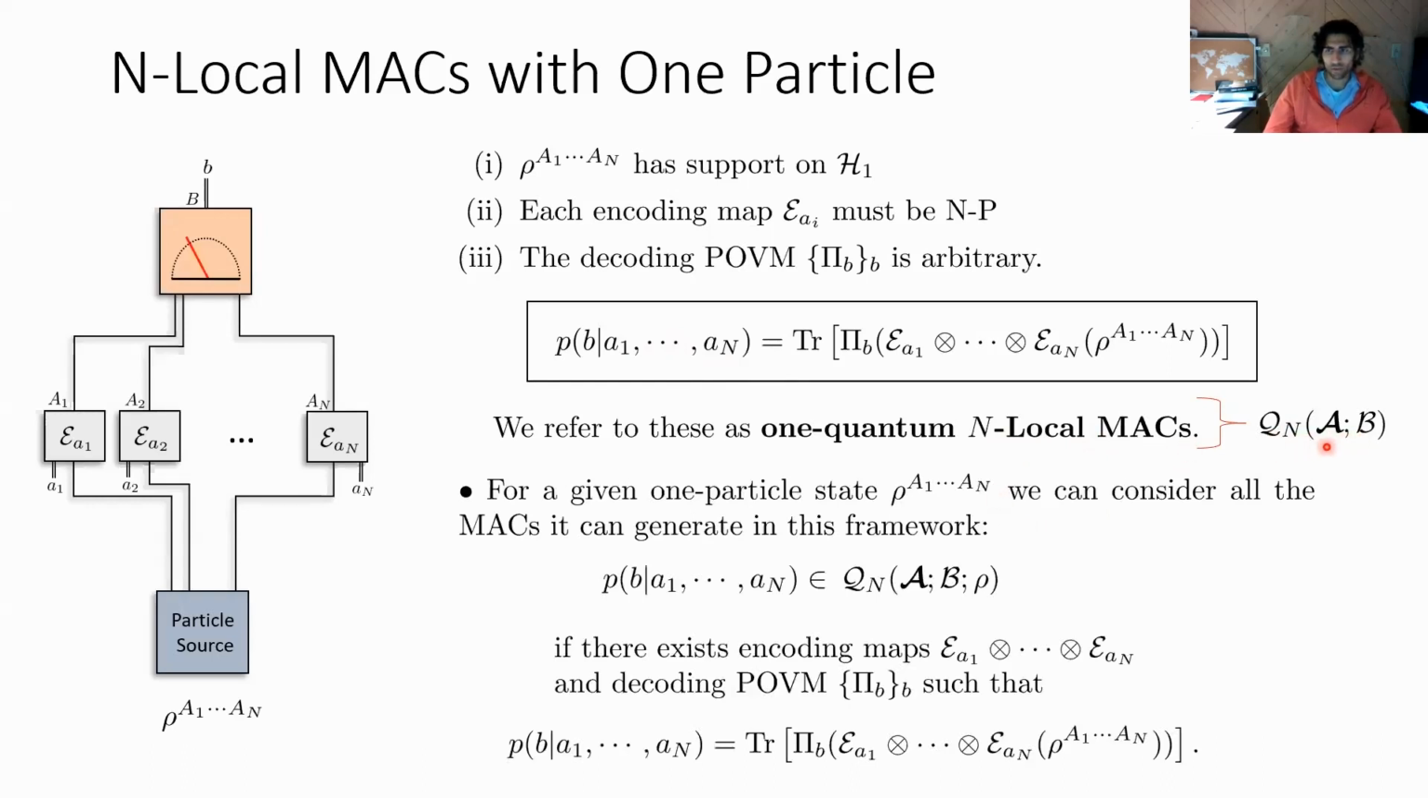Likewise, you could say, let's suppose we want to fix the particle, and then we can ask what are all the channels that we can build once we've fixed our particle state. This gives us a refined set of channels. Here A is your input set, B is your output set, and rho is the state you're using as your particle source.